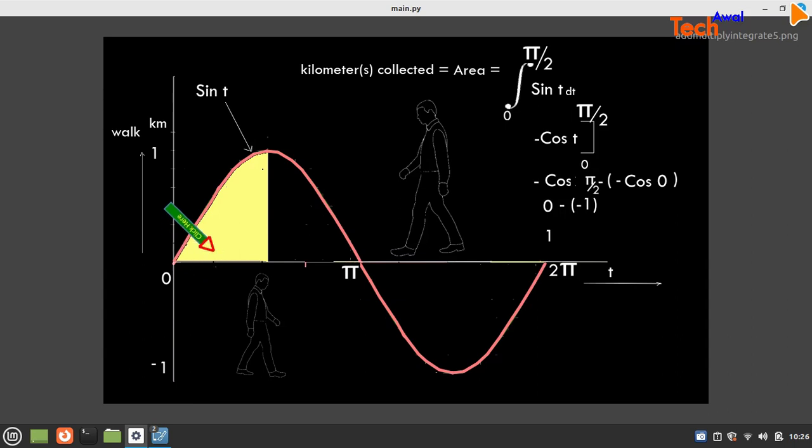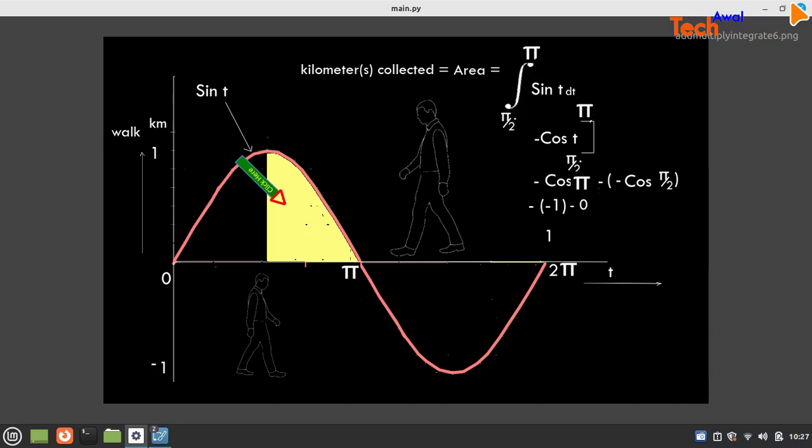Okay, so a person is working now, we will proceed more on it. Like a person is walking in a sine wave, and how much distance has he collected up to pi by 2? That is integration. So the integral of sin t dt from 0 to pi by 2 comes to 1. Even though the height is 1, he has collected 1 kilometer. Similarly, here also in this graph, it will collect 1 kilometer. So up to pi, he collected 2 kilometers.